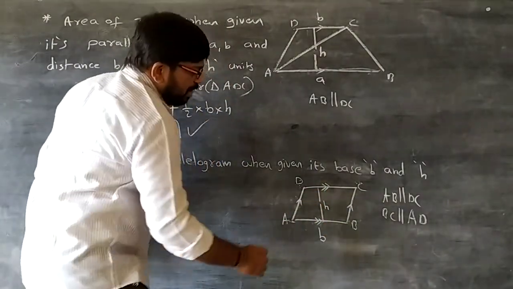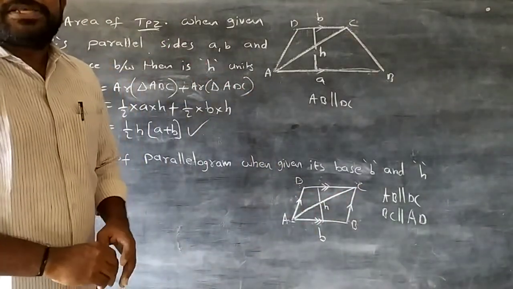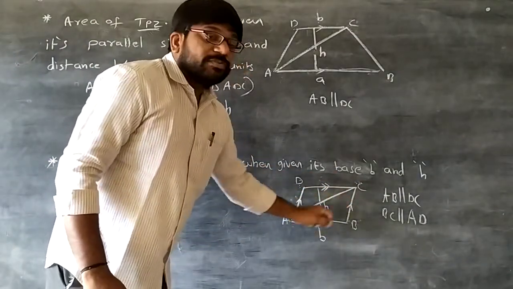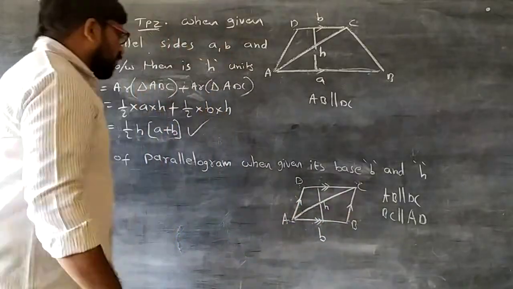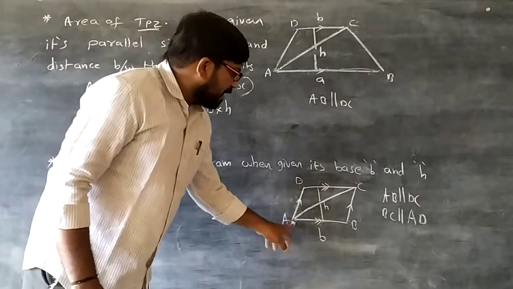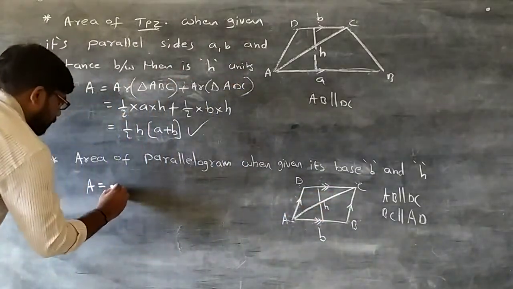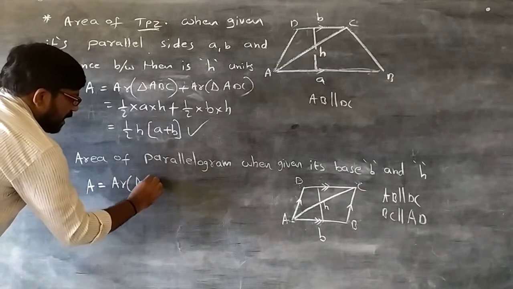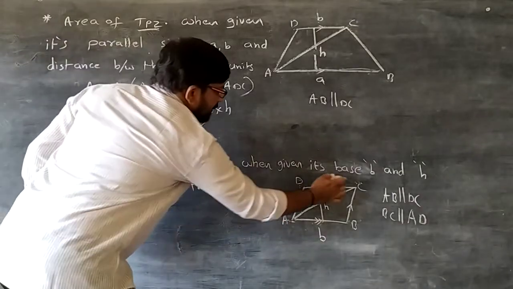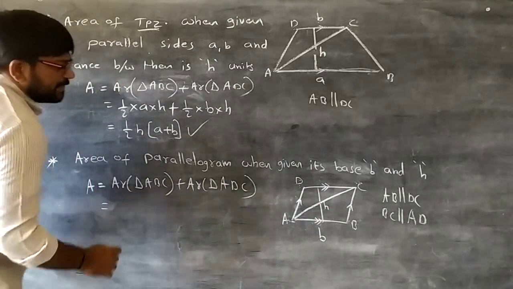Right? So here also, each diagonal divides it into two congruent triangles. In parallelogram, the diagonal divides the parallelogram into two congruent triangles, right? So area of parallelogram A is equal to area of triangle ABC plus area of triangle ADC, right?